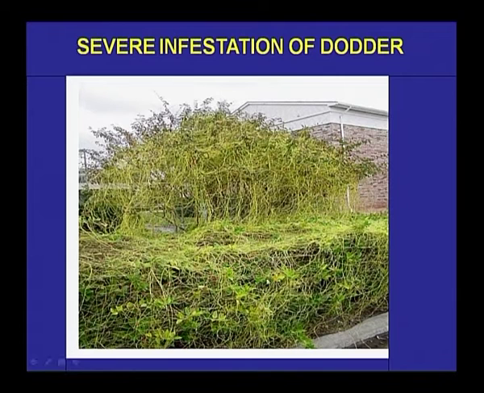This is the picture showing the severe infestation of the dodder or Cuscuta. You see all the parasites growing all along the trees and hedges in the garden, and they are drawing their nutrients and making the host plants weak.